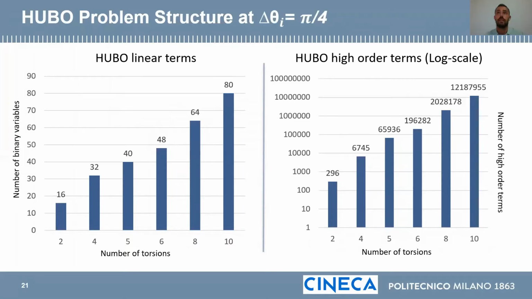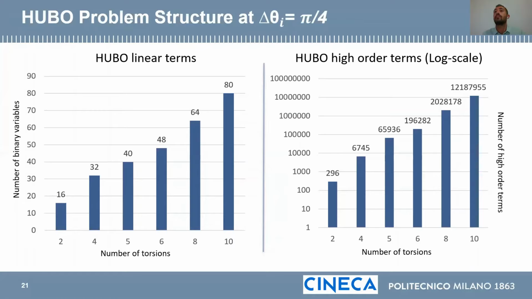Okay, again, as I told you, in the case of the discretization delta theta i equal to pi over 4, the Hugo problem has the following properties. The linear terms increase linearly with the number of torsions, so going from 16 for the case where we only consider the first two torsions in degree centrality order, up to 80 linear terms when we consider 10 torsions.